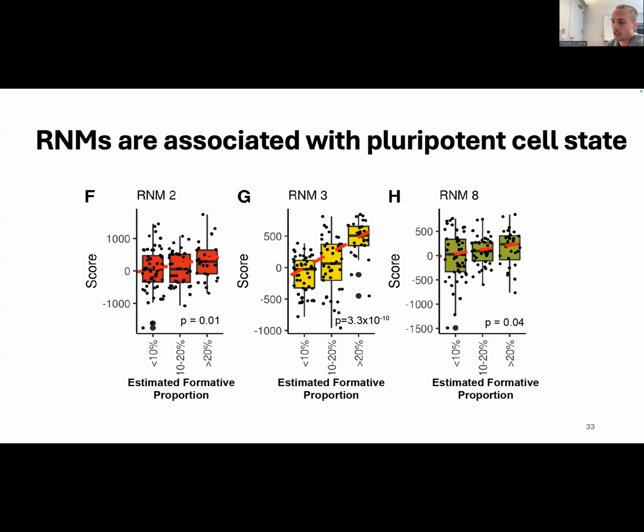We calculated a score for each of the regulatory network modules and ran a linear model to determine whether the estimated formative proportion, as calculated in the previous slide, is associated with the accessibility of these regulatory network modules, and found 3, RNM2, 3, and 8, associated with the formative cell state proportion.